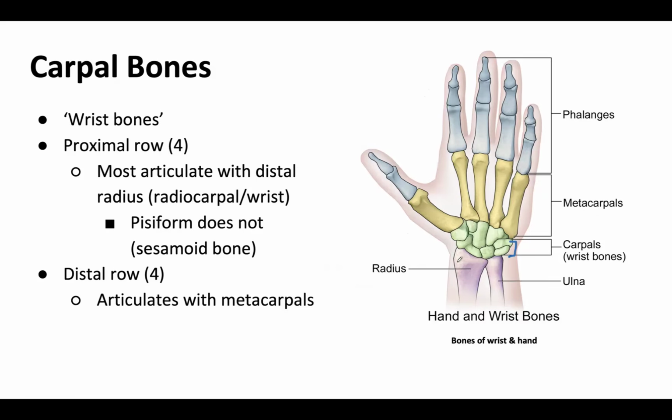Almost all of these proximal carpal bones articulate with the radius at the radiocarpal or wrist joint. The only one that does not is the pisiform, because it's too anteriorly placed. It's an example of a sesamoid bone. It actually forms within the flexor carpi ulnaris muscle's tendon. The distal row of carpal bones also has 4 bones, and these articulate with the metacarpals.